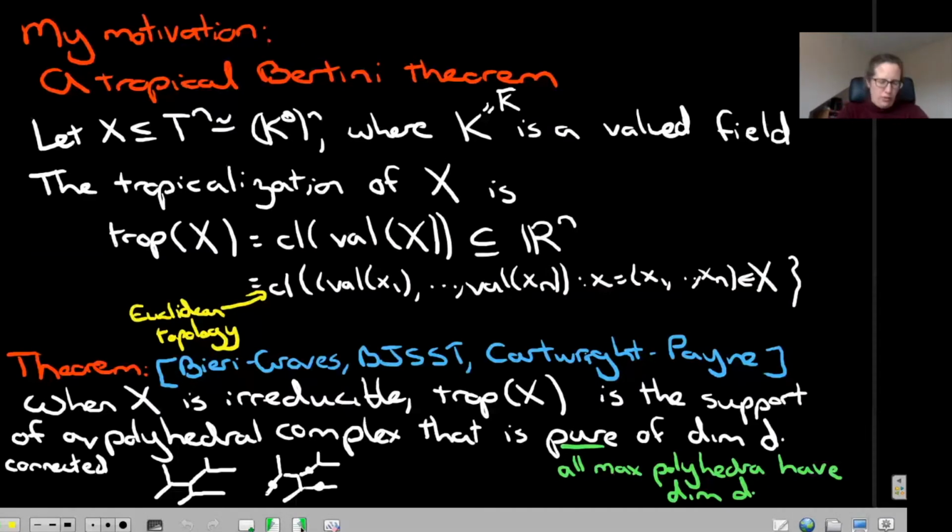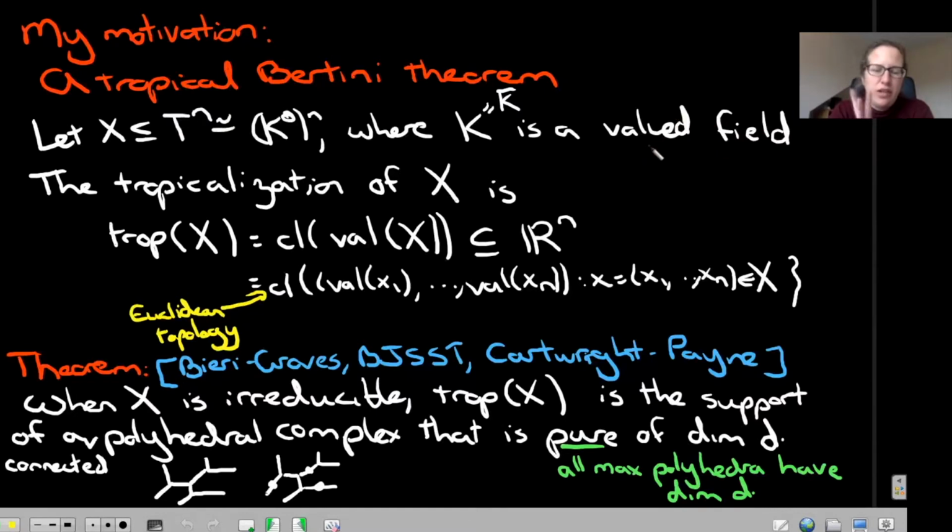Before I do that, though, I want to tell you about my personal motivation. I mean, why did I come to a Toric Bertini theorem? And that's because what we wanted was actually a tropical Bertini theorem. So the idea of tropical geometry is we're looking for a combinatorial shadow of my variety. And so I'll tell you just in a few lines the version that I'm going to be using here. So we're going to start with a subvariety of a torus, where my field K should be algebraically closed and a valued field.